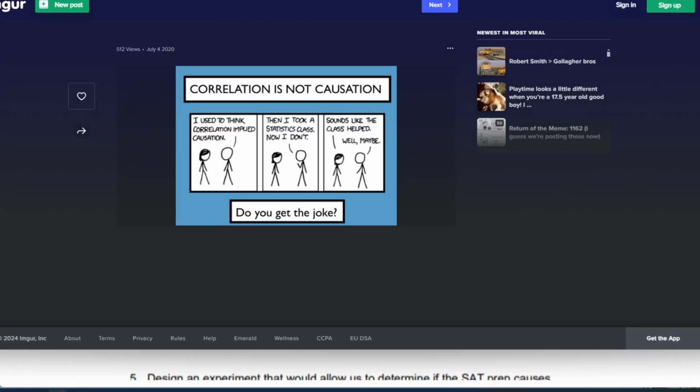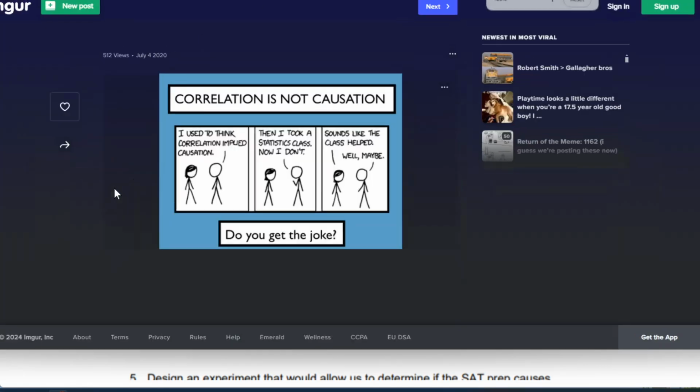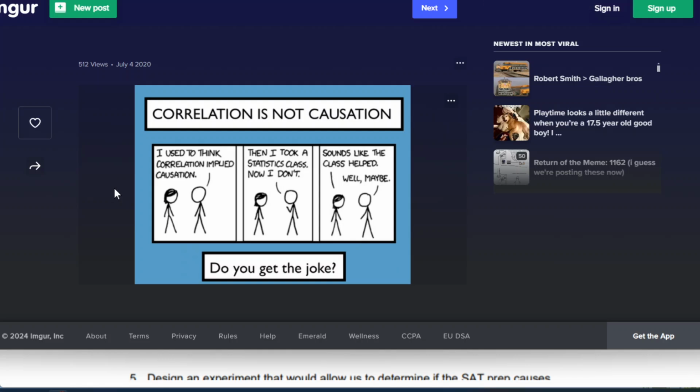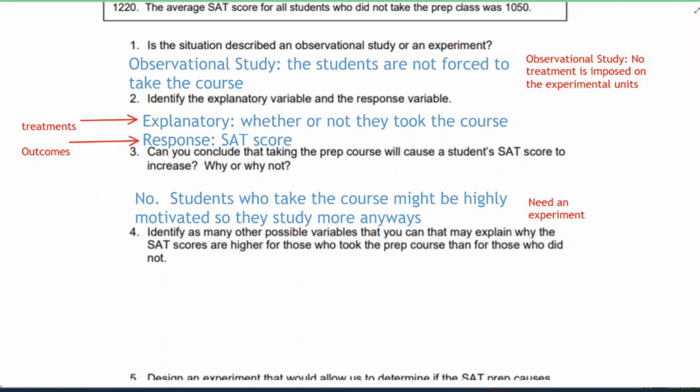And then finally, as a funny one, we have this one here. I used to think that correlation implied causation. Then I took a statistics class, and now I don't. So it looks like the class helped. Well, maybe. I'll leave you to decide where the correlation and the causation for this one is. So there is a correlation between taking the class and high scores, but that doesn't mean that taking the class necessarily means high scores on the SAT.